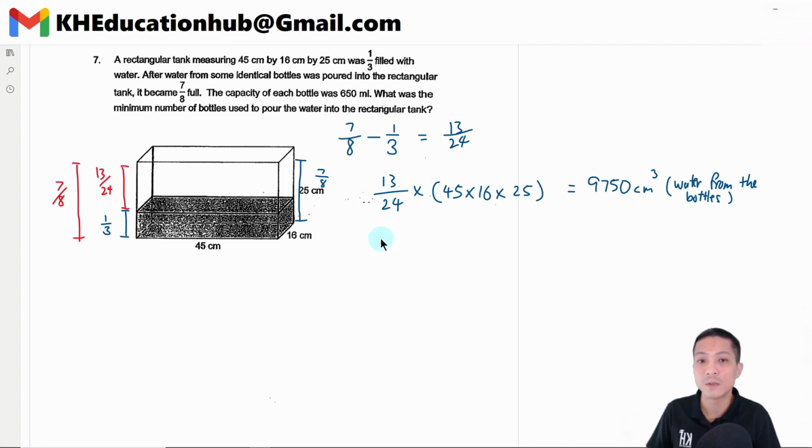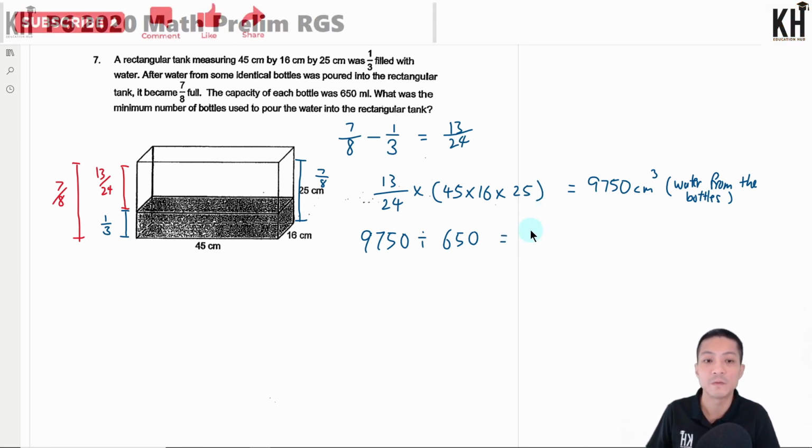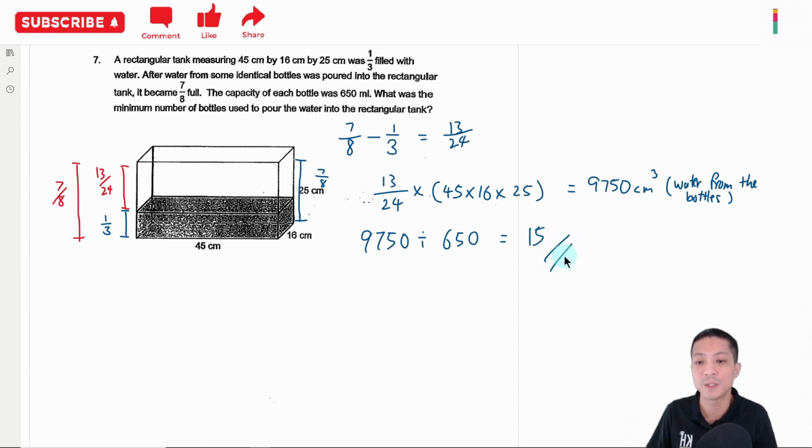Okay, so now if we want to find out what's the minimum number of bottles, you just need to use the total water, okay, divided by the volume of each bottle, divided by 650. Okay, that will give you 15 bottles.